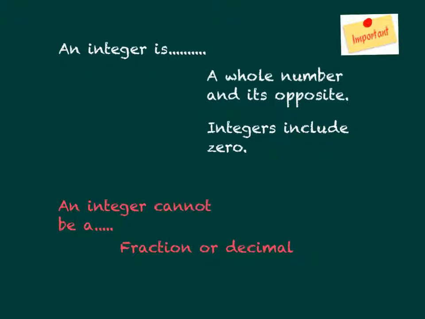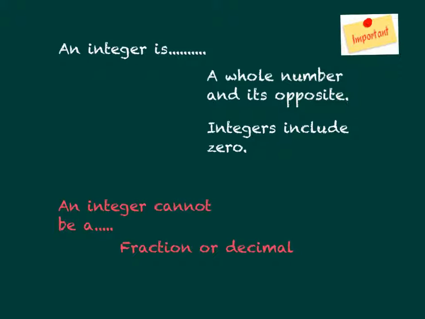Now we're going to get to the most important slide. It's the definition of an integer. An integer is a whole number and its opposite. Now remember that a whole number is not a fraction and it's not a decimal. It has to be expressed as a whole number.